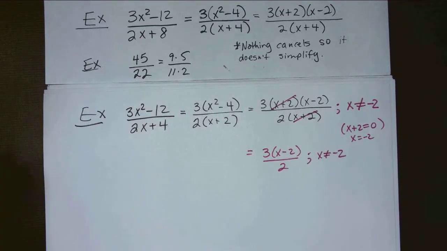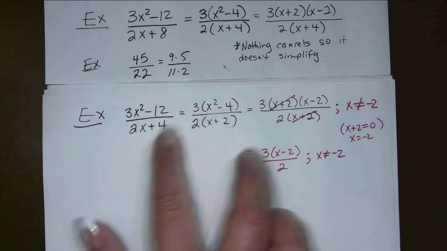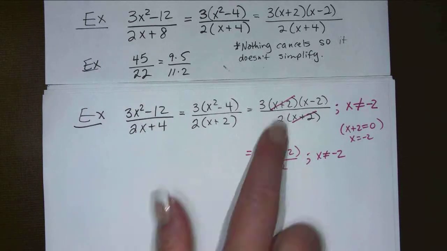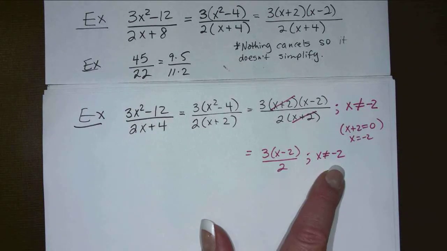If it says to write the restriction, you have to, but if it doesn't, it's not really part of it. But when you go on and do something else, it's good to have the restriction in your mind that you canceled that out. So it did change the question. They're equal only if you don't plug in negative 2, basically.